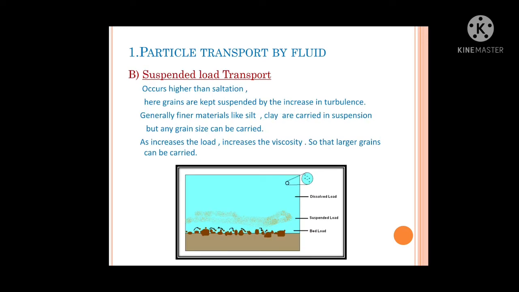Suspended load transport. As the flow strength of the current increases, the intensity of turbulence increases close to the bed. Particle trajectories become longer, more irregular, and higher up from the bed than the trajectories of the saltating grains. The upward component of fluid motion resulting from turbulence increases with respect to the downcurrent gravitational force, which allows the particles to stay suspended above the bed for longer. Generally, finer materials like silt and clay are carried in suspension, but any grain size can be carried. As the load increases, the viscosity increases, so larger grains can be carried.